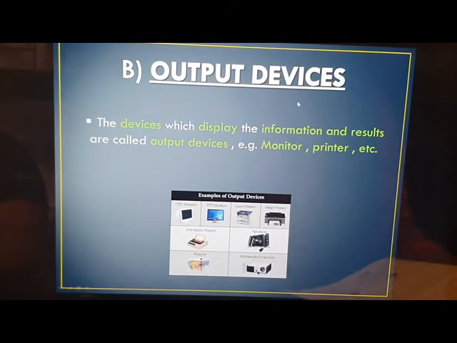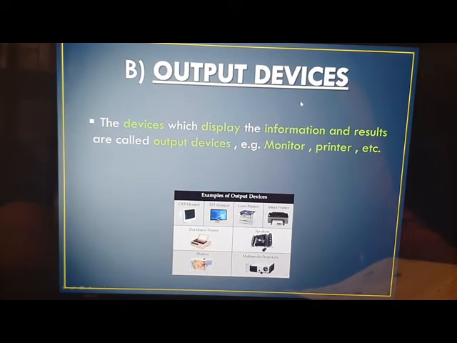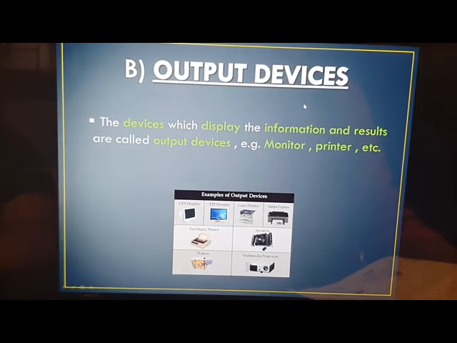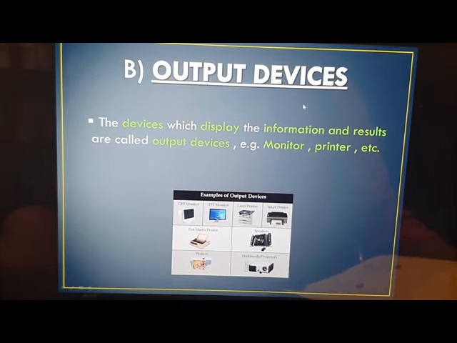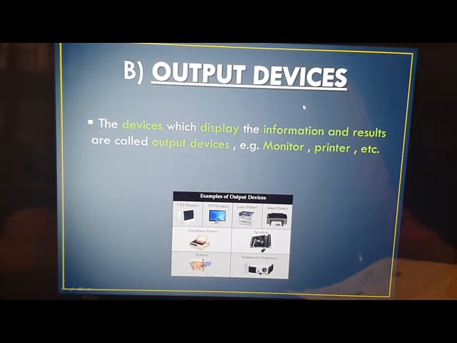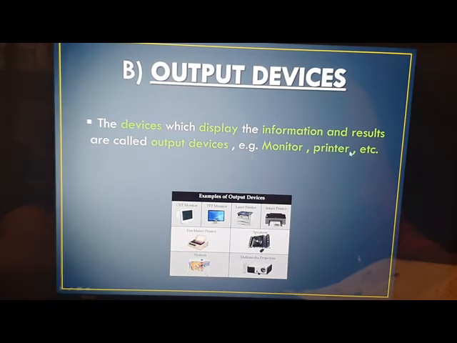That is our output devices. These are the devices which display the information and result after processing. First, the data is input into the computer. Second step is processing. Third is output. After processing, what we get, that is our output. Output is displayed with the help of output devices. Output devices are monitor, printer, etc.